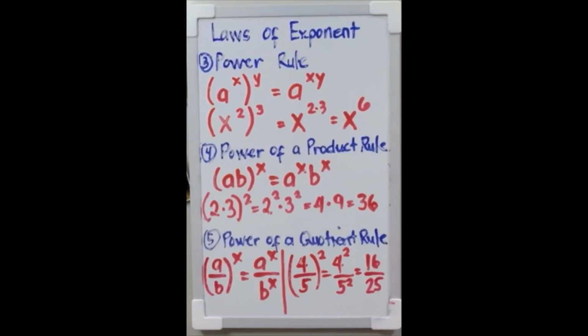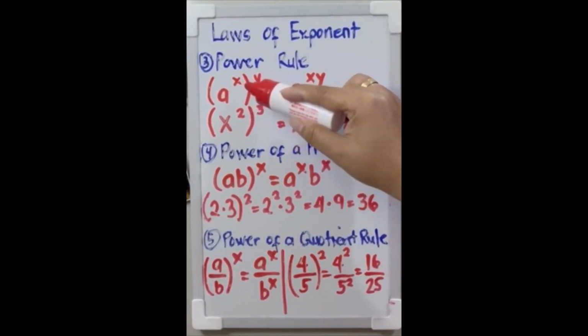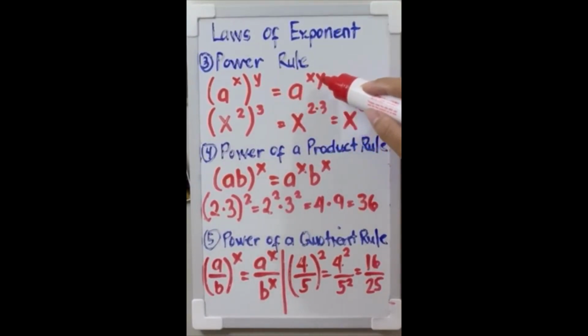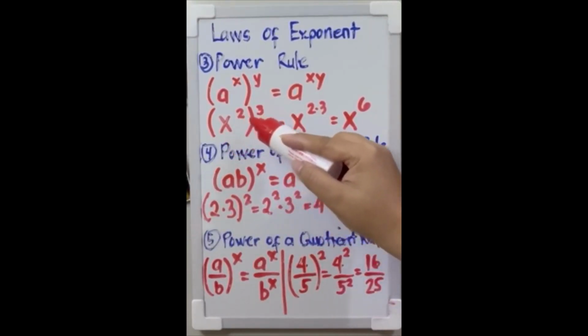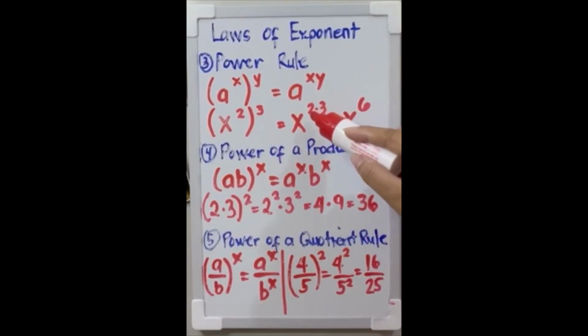The third rule is the power rule. So say that you have the quantity a raised to x, raised to the power of y, equals a raised to x times y. Example, you have here the quantity x squared raised to 3 equals x raised to the product of 2 and 3. So that is equal to x raised to 6, 6 coming from the product of 2 and 3.